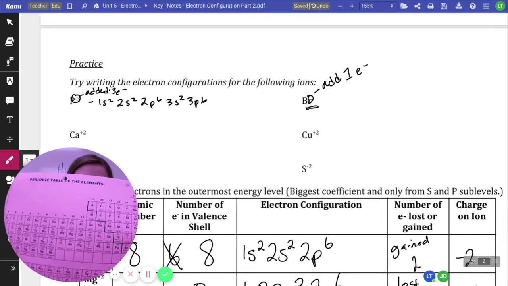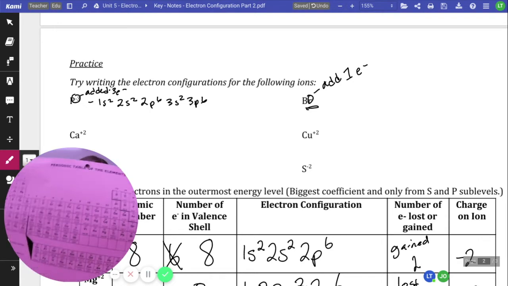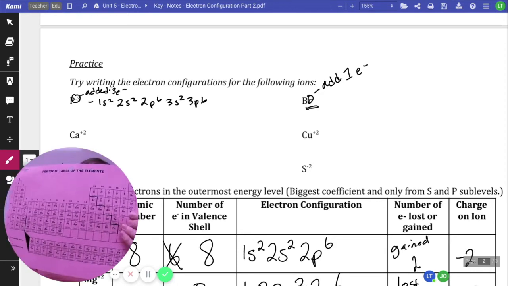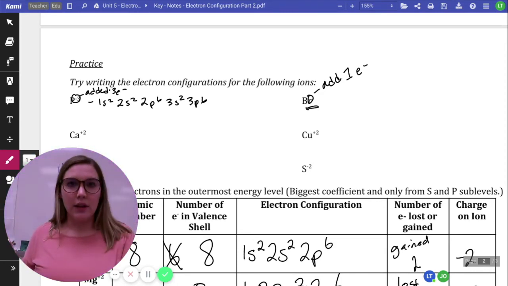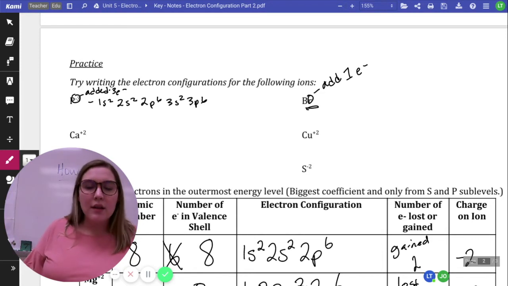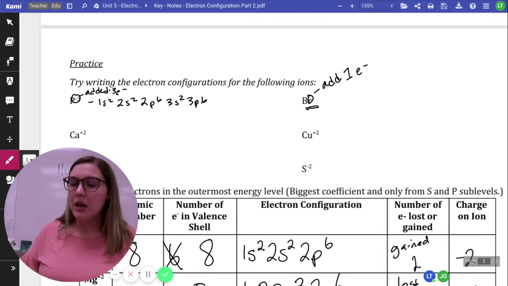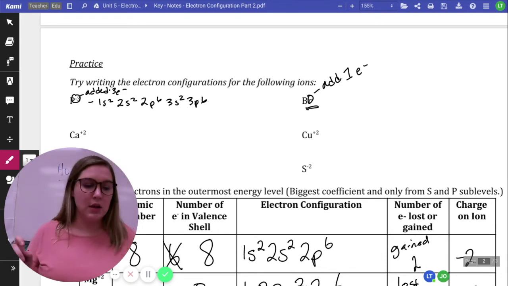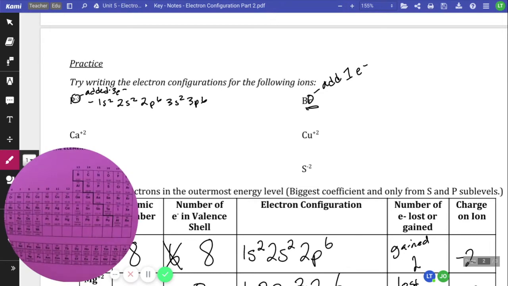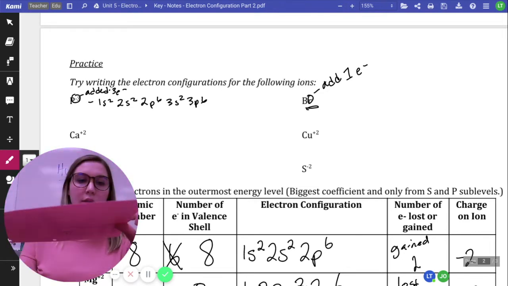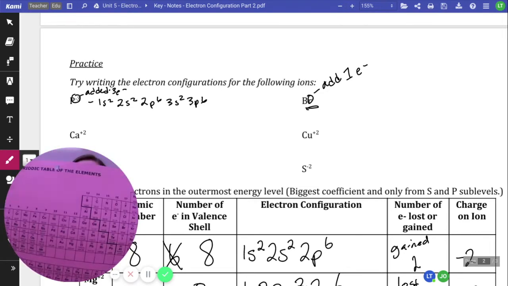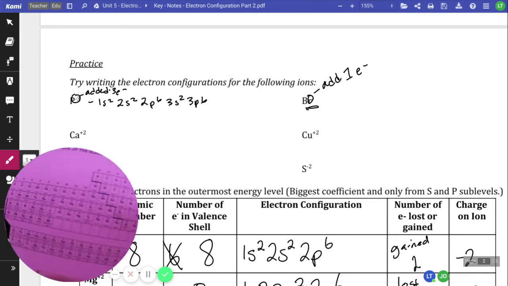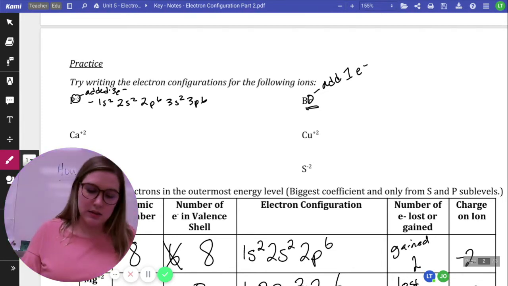So really, we're writing the configuration for krypton. Since this is a pretty long configuration, I'm going to use noble gas notation. Normally, if it doesn't say, you can write any configuration, but always check what your problem says. It doesn't specify here, so I'm going to use noble gas. My last noble gas is argon, so I'm going to put that into brackets and then start from there.